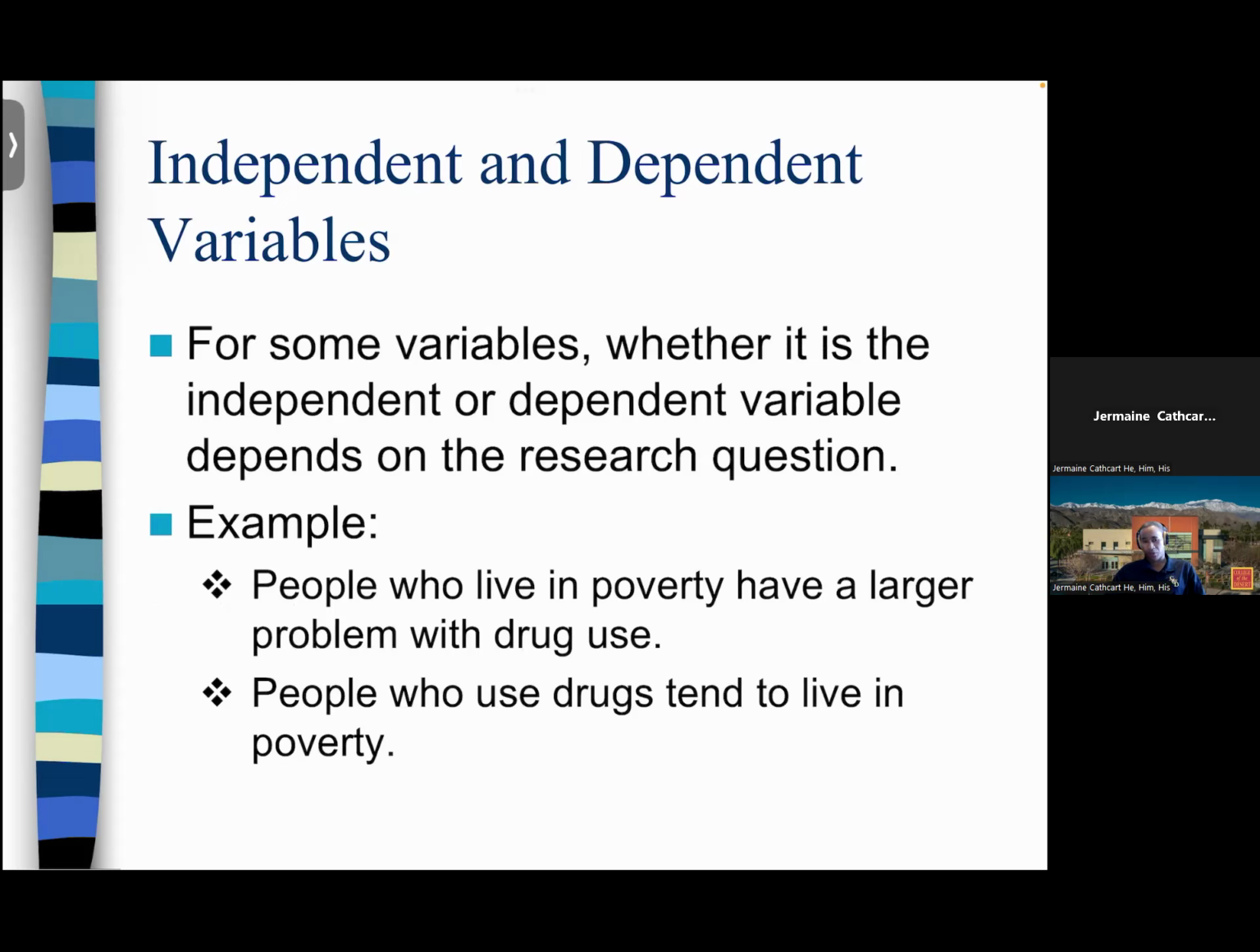Okay, so for some variables, whether it is the independent or dependent variable depends on the research question. For example, you might be looking at the relationship between poverty and drug use, right? Which one's the independent variable? Which one's the dependent variable? Well, it depends on what the researcher is looking at, right? So for example, we could put poverty as the independent variable, where living in poverty perhaps could lead to more drug use, right?